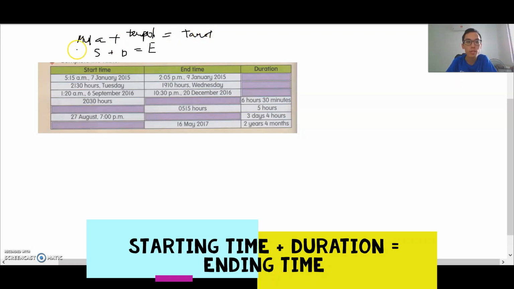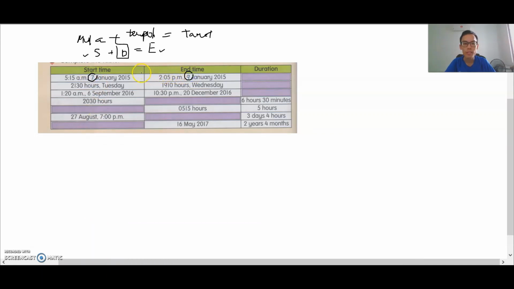So here, number one, we have the starting time and the end time. We need to look for the duration. So the unknown is the duration. So we take the end time, masa tamat, minus starting time, masa mula. Okay, end time minus starting time. So we look at the date here. This is 7th of January. This is 9th of January. So there are a few days difference.